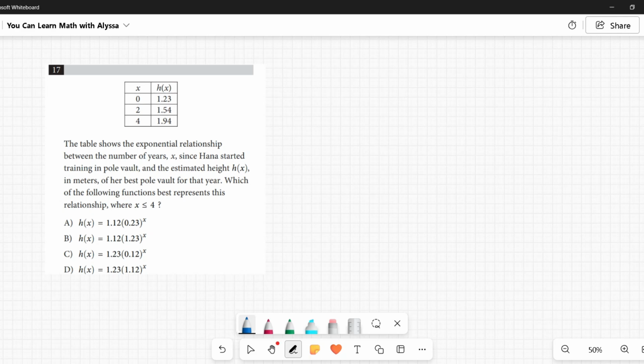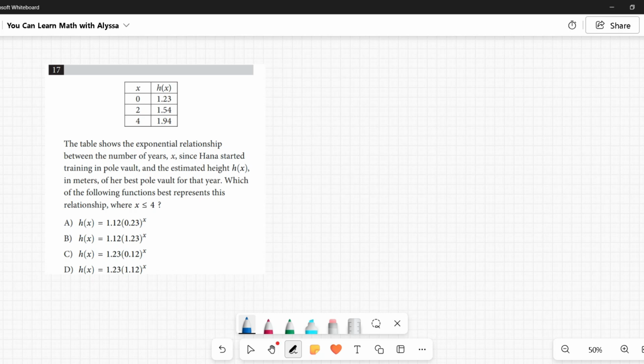Number 17. The table shows the exponential relationship between the number of years x since Hana started training in pole vault and the estimated height h of x in meters of her best pole vault for that year. Which of the following functions best represents this relationship where x is less than or equal to 4?